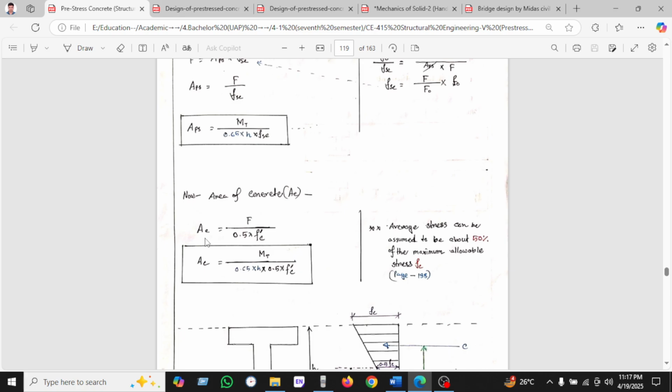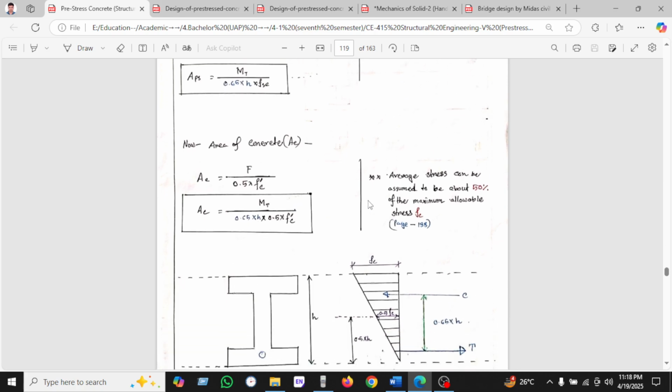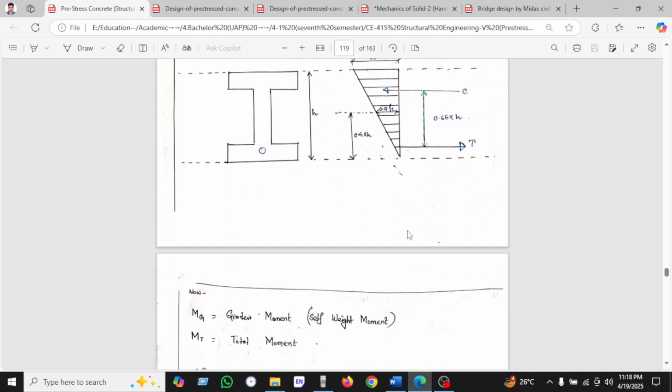Area of concrete equals force divided by stress. The stress will be 50% of the allowable stress; as we know, 85% has been taken, but in this case we are taking 50%. If we multiply by the moment, we will get the 65%. So the average stress can be assumed to be 50% of the maximum allowable stress, which is given on this page.